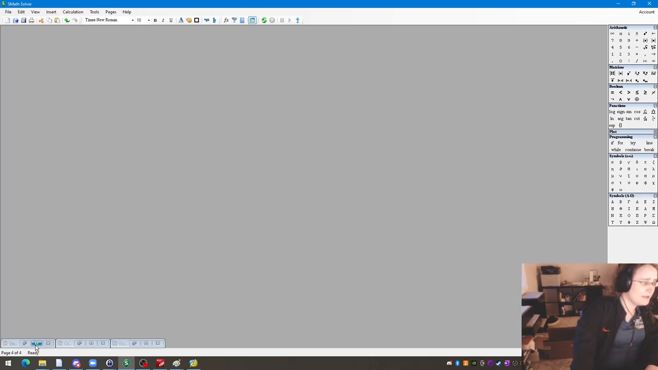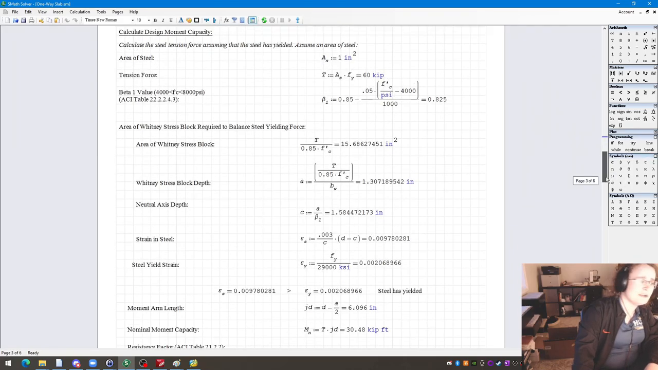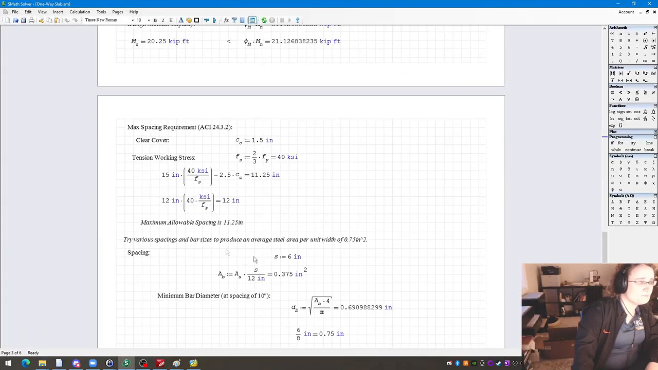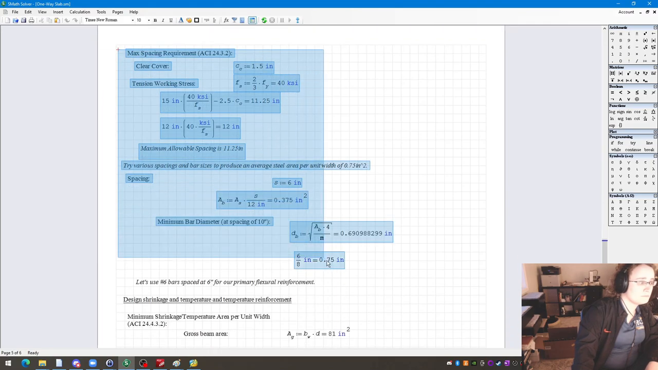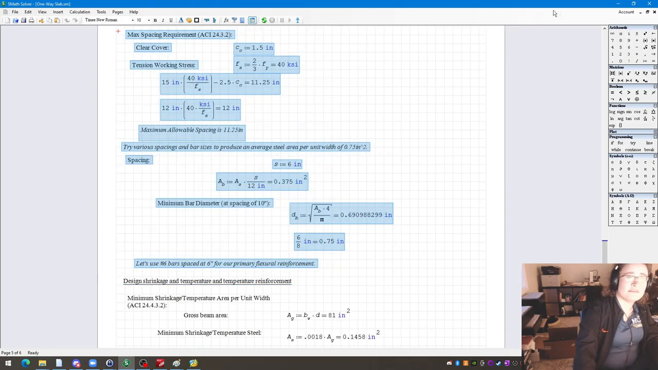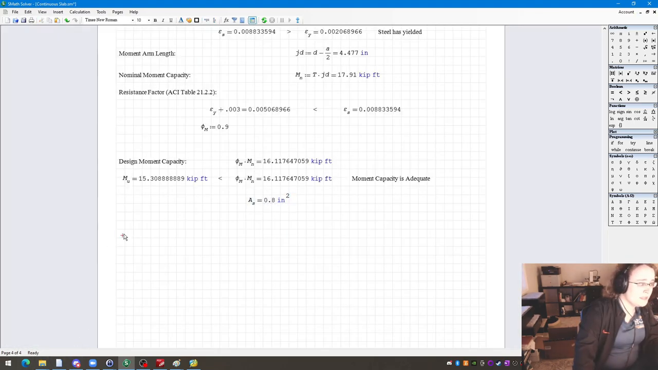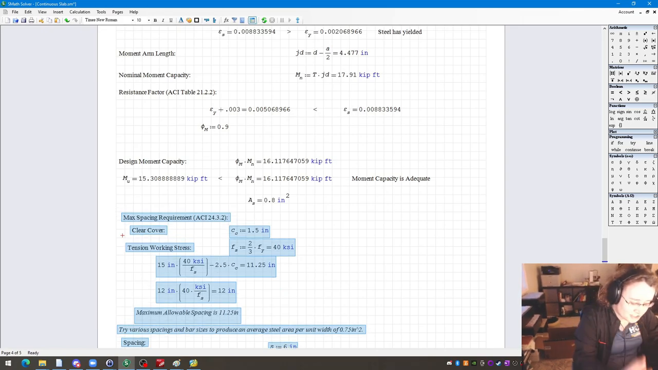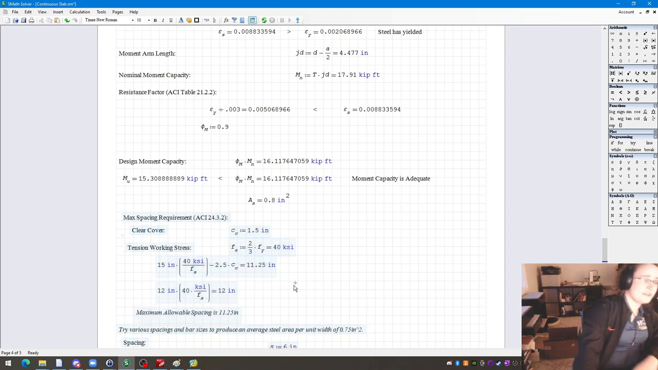Now, with that determined, we need to actually experiment until we get some actual spacing for our flexural steel. And again, keep in mind the difference between flexural steel and temperature and shrinkage steel. Flexural steel is the steel that you're using to actually carry moment. Now, if you have a two-way slab, flexural steel will be running in both directions. But if you have a one-way slab, flexural steel will only run in the primary direction, while shrinkage and temperature steel will be the minor steel running perpendicular to the flexural steel.